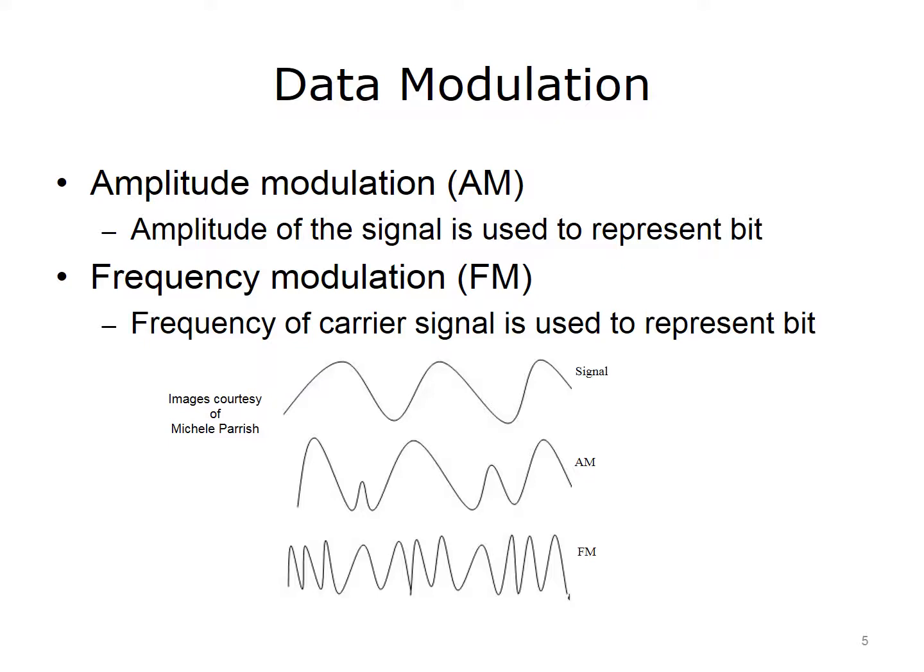For example, if we are using amplitude modulation, a big amplitude represents a 1, whereas a lower amplitude represents a 0. With frequency modulation, lots of changes in a signal over a given period of time represent a 1. Whereas fewer changes in a signal during a given period of time represent a 0.